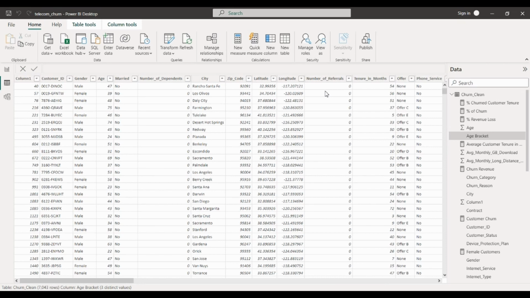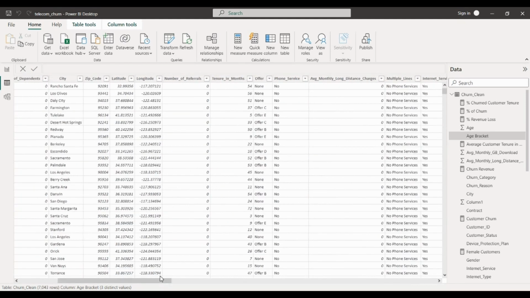And furthermore we have tenure in months. It's a very important feature in our data set. So what is tenure in months? Tenure in months is the total number of months that the customer has been with the company by the end of the quarter.